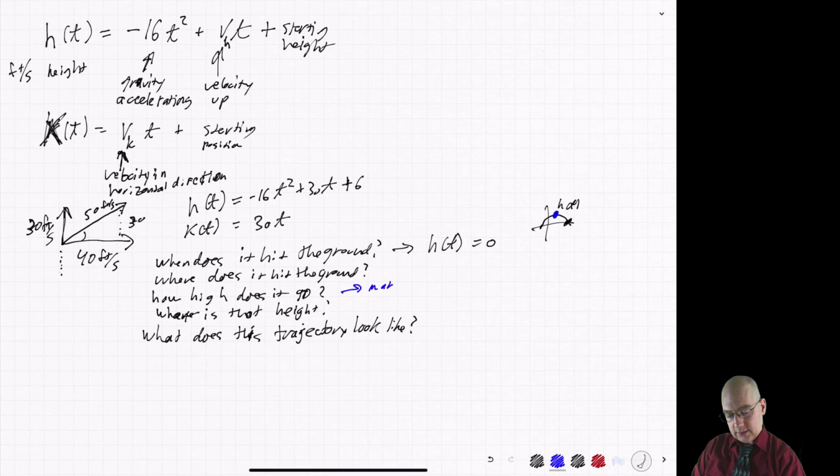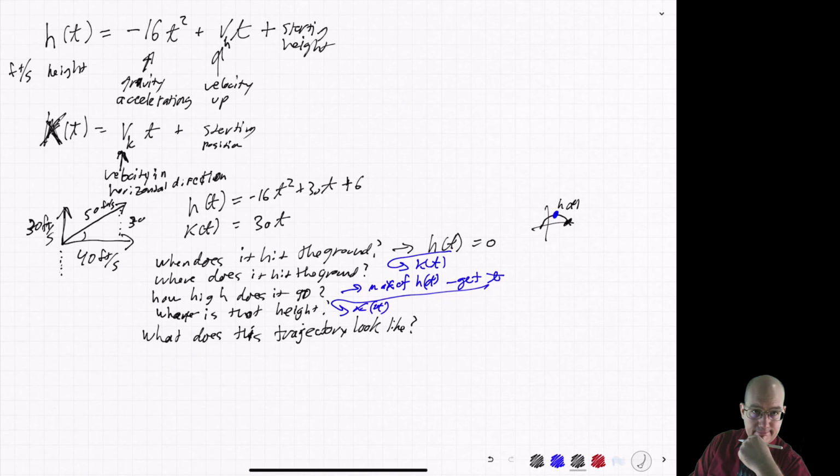This is the max of h of t, right? And what does the trajectory look like? What is that height? So basically get t of that maximum, then you plug it into k of t. Figure out this t, and again, just plug that in. And now this trajectory, well, that's a little bit tricky.